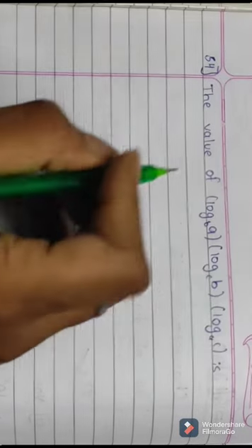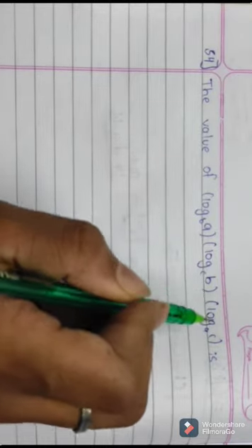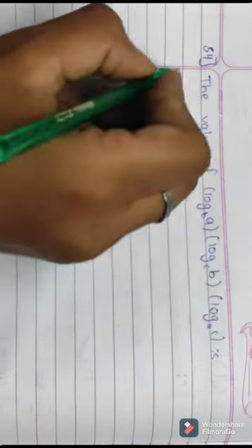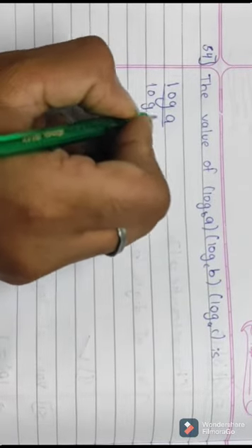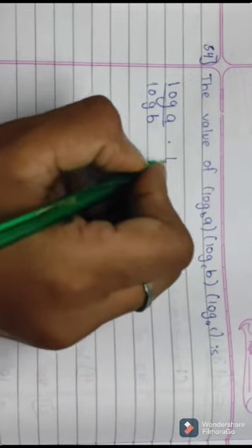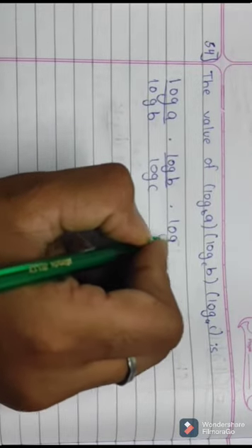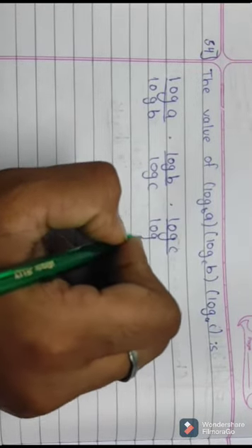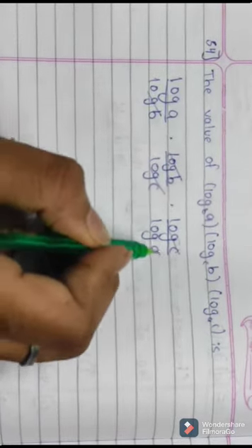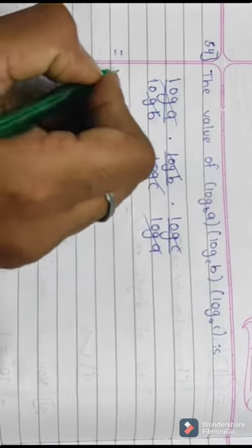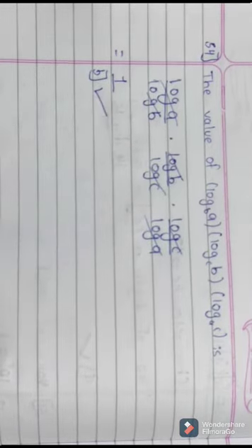Here we need to find the value of log a to the base b multiplied by log b to the base c multiplied by log c to the base a. So first we will use the change of base property. So we can write this as log a upon log b multiplied by log b upon log c multiplied by log c upon log a. Now we can see that all the terms will get cut here. So our answer will be 1. So option B is correct.